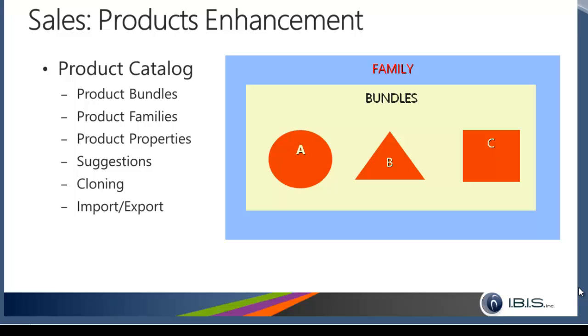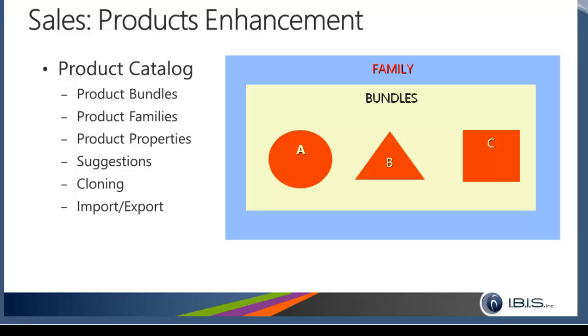Another great improvement in 2015 is in the sales product enhancement. Prior to 2015, the products were categorized into one category, where you could enter a product as one category. But in 2015, you have the ability to not only break down your products into different product families, but also break your products into bundles, which provides opportunities to cross-sell and enhance your sales process.